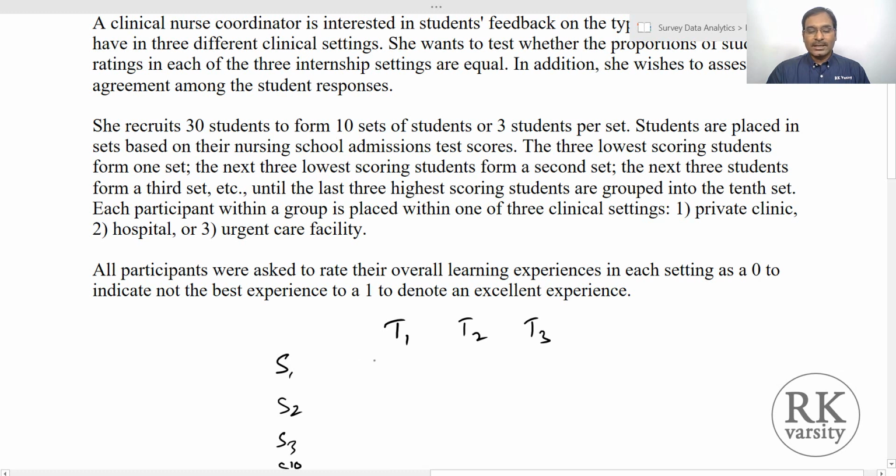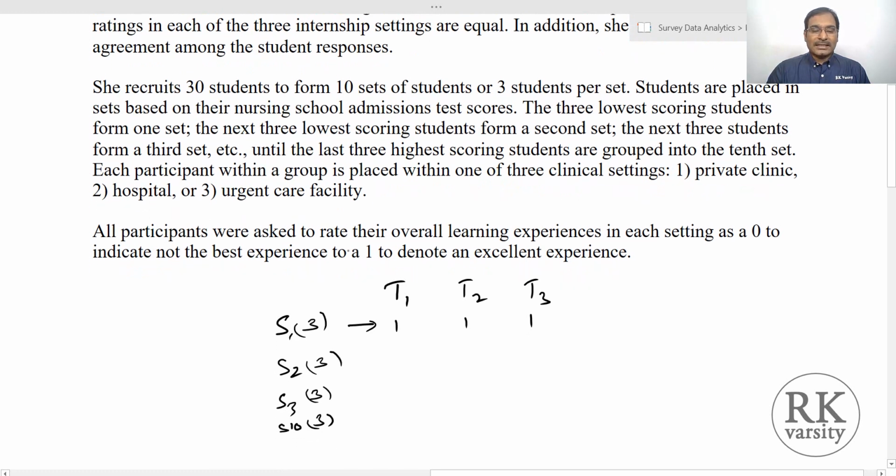So in S1 there are 3 individuals, S2 also 3, S3 also 3, S4 also 3, and each is assigned to one treatment like this. Now these three include three different treatments. At the end of the internship program, this is actually based on an internship.